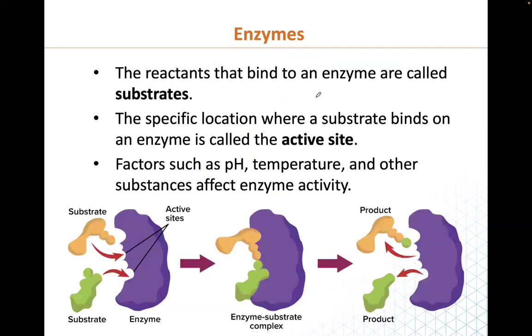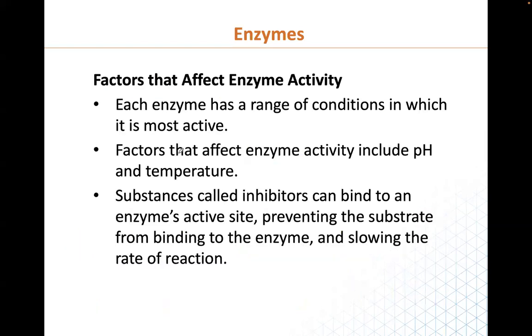The reactant that binds to an enzyme is called the substrate. Whenever the reactant binds to an enzyme, it is no longer called a reactant, it's called a substrate. The specific location where a substrate binds on the enzyme is called the active site. So this is a substrate, this is the enzyme, and it has to fit in the space. If the enzyme does not have the same shape as the substrate, it would not work. This is why enzymes are very sensitive in the reaction.